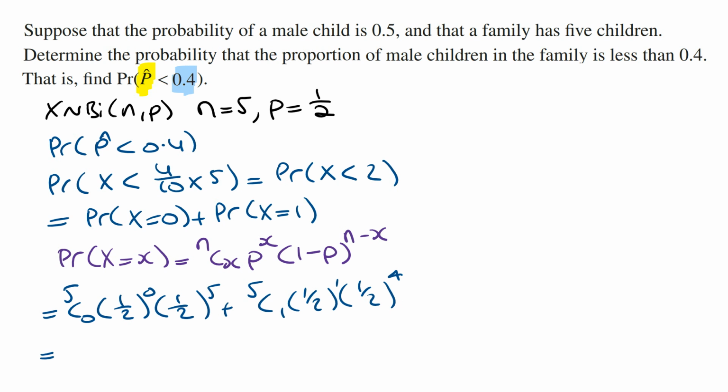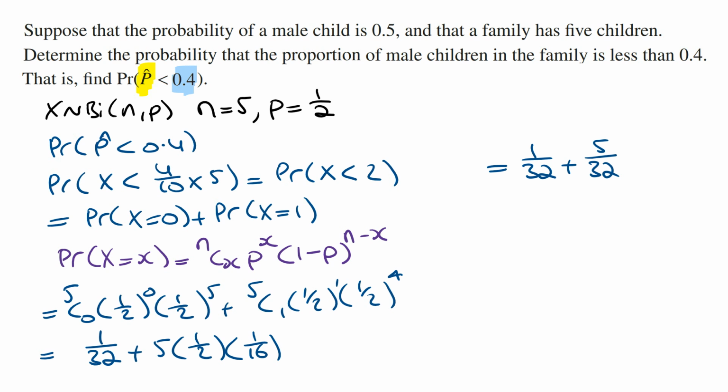Simplifying this, 5C0 is going to be 1, 1/2 to the power of 0 is equal to 1, and so we're going to get 1/2 to the power of 5, which is 1 on 32. And then plus 5C1 is equal to 5, and so this is going to be 5 times 1/2 times 1/2 to the power of 4, which is 1 on 16. And so simplifying this further, this is going to be 1 on 32 plus 5 on 32, which is equal to 6 on 32.